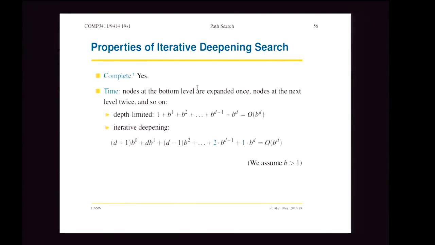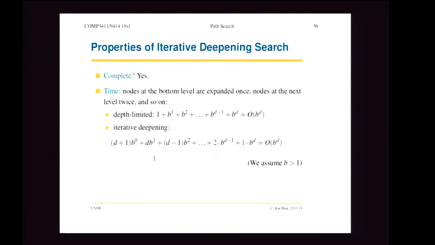In general, is it complete? Yes, because you're searching to depth 1, then depth 2, then depth 3, and if the shallowest path is at depth D, then when you get to depth D, you're going to find it. Now, what about the time complexity? If we did depth limited search to depth D, the time complexity would be the same as for breadth first search. It's this geometric progression, which we already said is order b to the D.